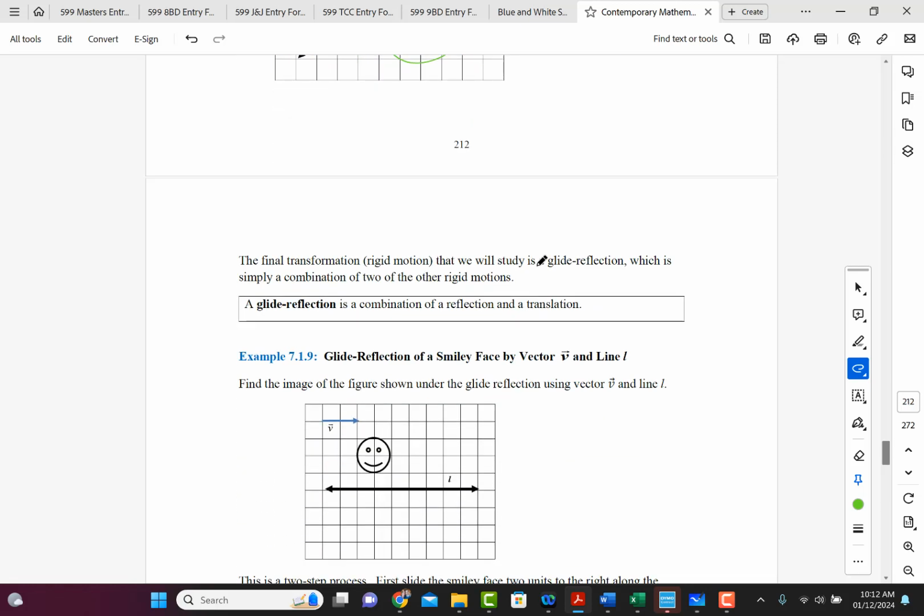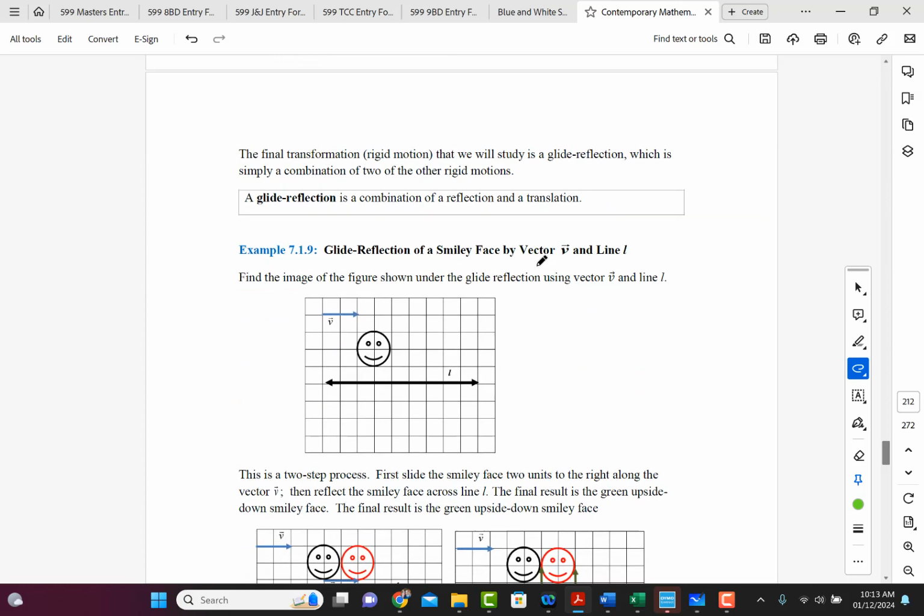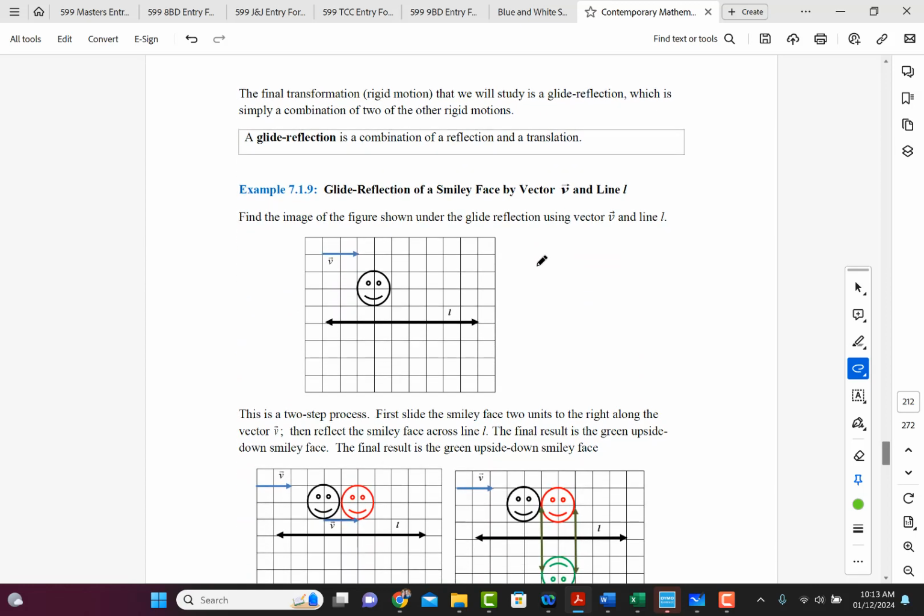The final transformation, which is also a rigid motion that we will study, is a glide reflection, which is simply a combination of two of the other rigid motions. So a glide reflection is a combination of a reflection and a translation. Okay?